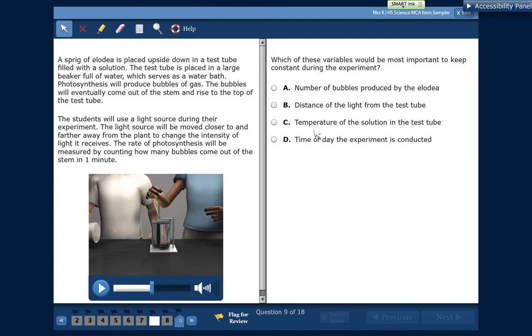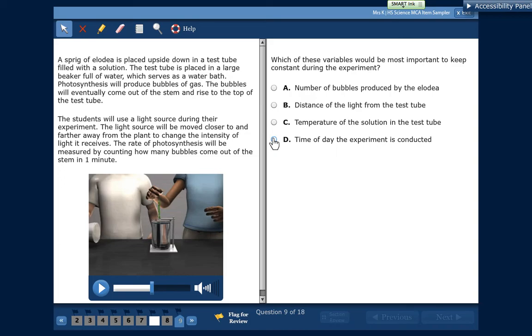B is distance of light from the test tube. Well, that doesn't really make sense either because they will be changing that. That is the variable that they will be changing. Next one, C. Temperature of the solution in the test tube. That could vary, and that might impact results. So let's come back to that one.